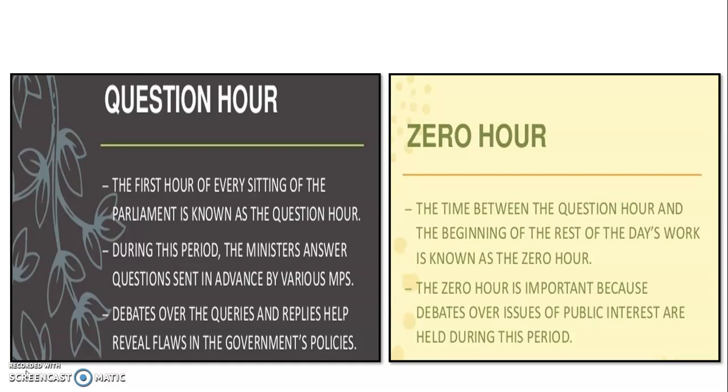During the parliamentary sessions, the period around 12 noon is called the zero hour. It is the time between the question hour and the beginning of the rest of the day's work. It is very important because debates over issues of public interest are held during this period.